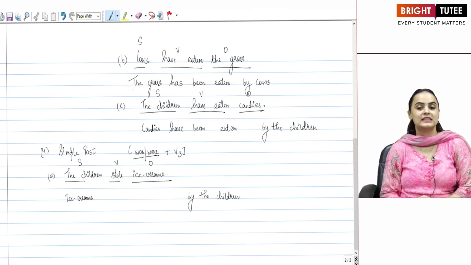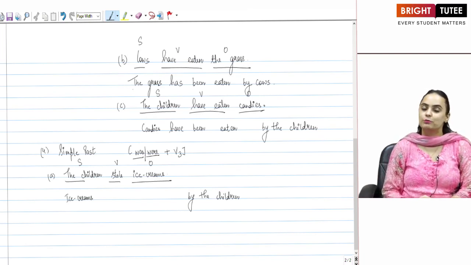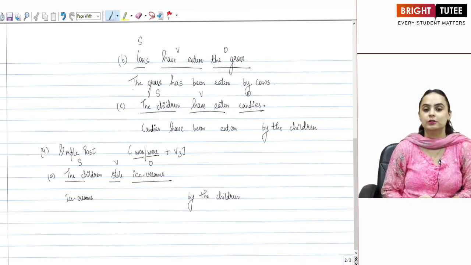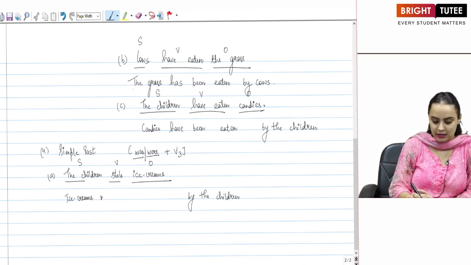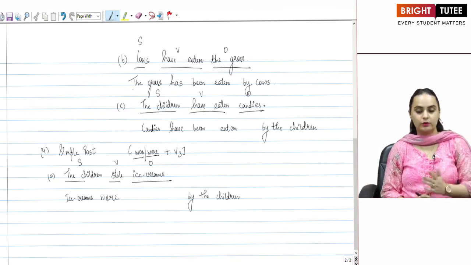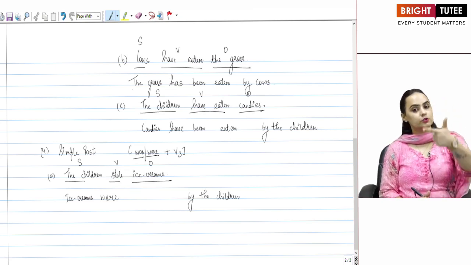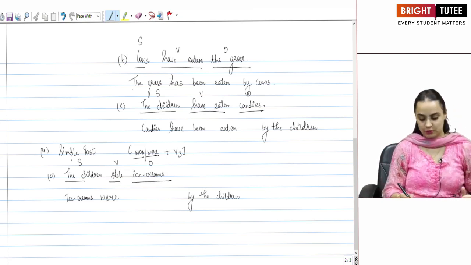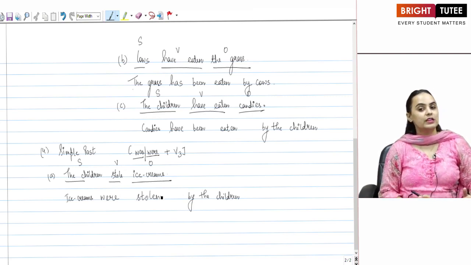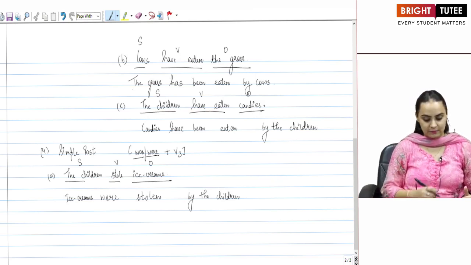Now, subject is ice creams, which is plural. So, with plural, what are we going to use, dear students? Was or were? We will use were. So, ice creams, were. Then, third form of the verb. My verb is stole. What are its three forms? Steal, stole, stolen. So, the third form, stolen. So, ice creams were stolen by them, becomes the passive voice.